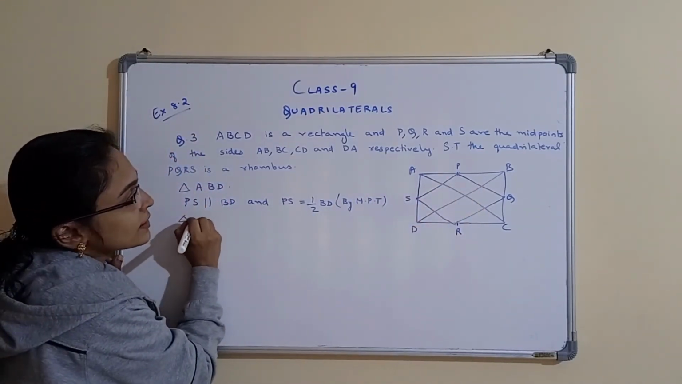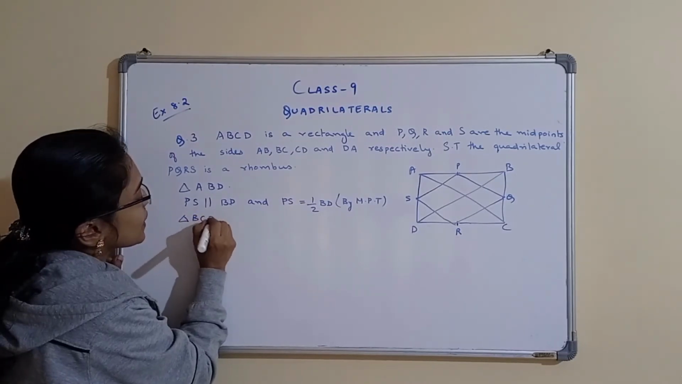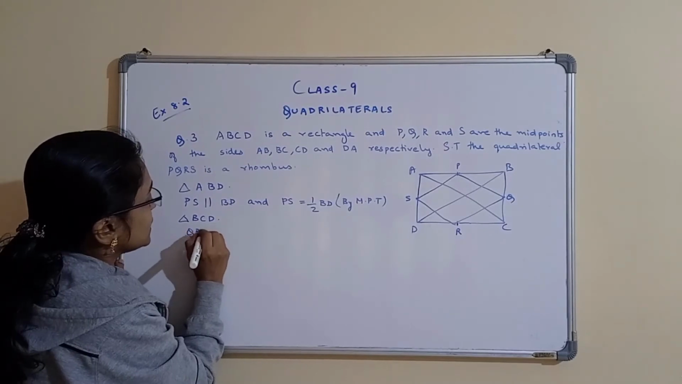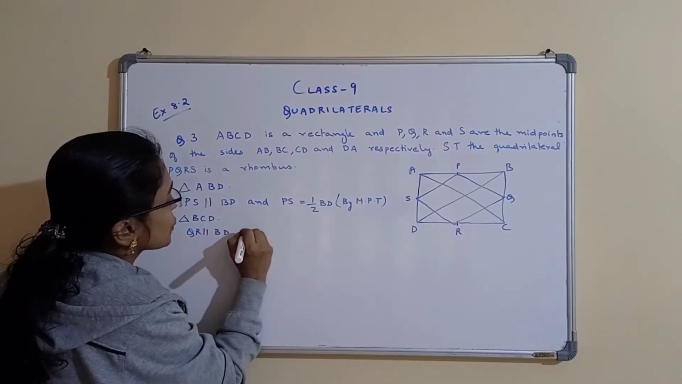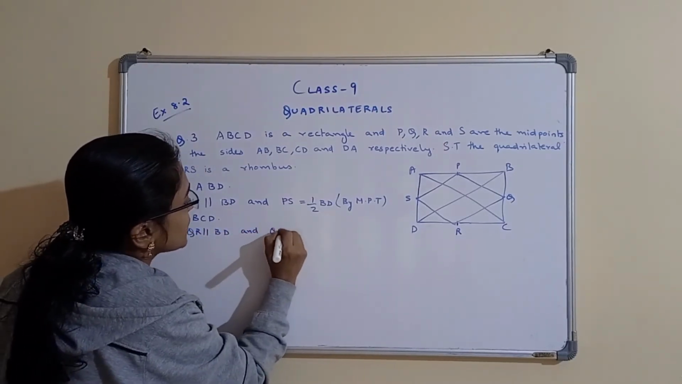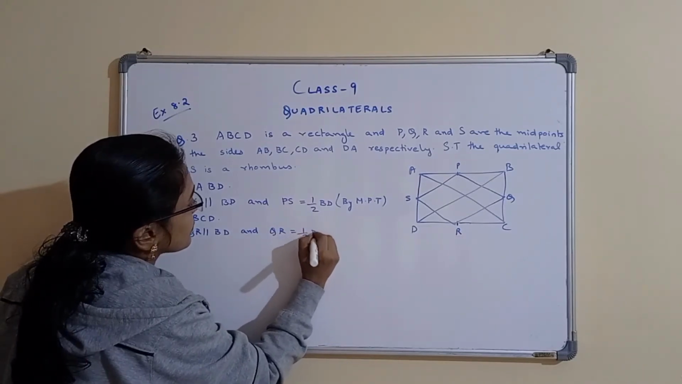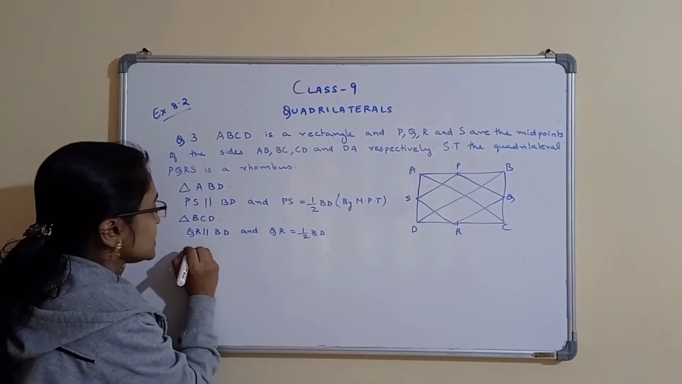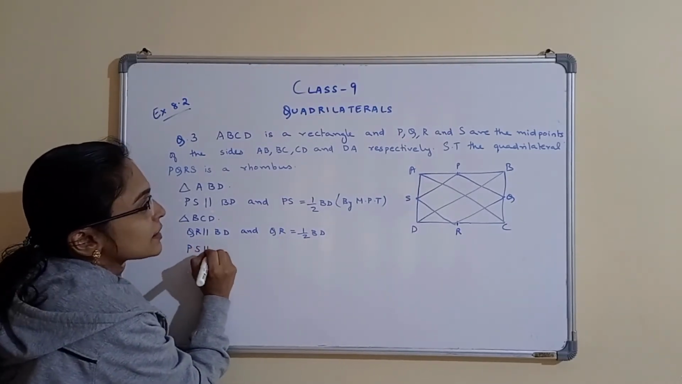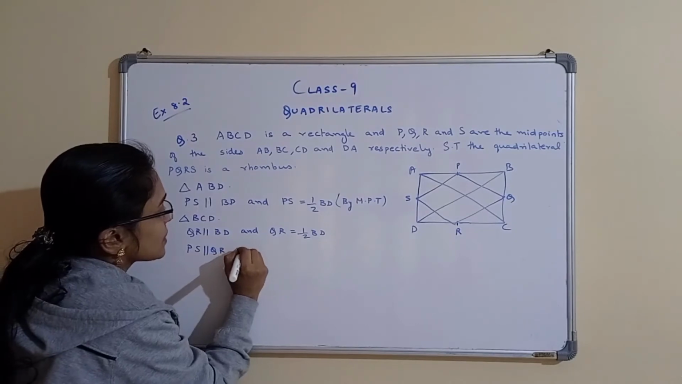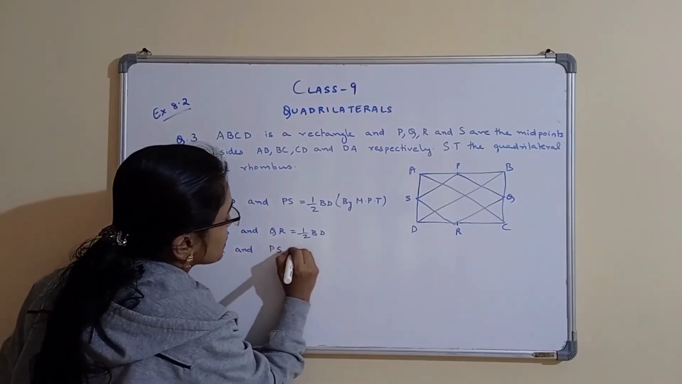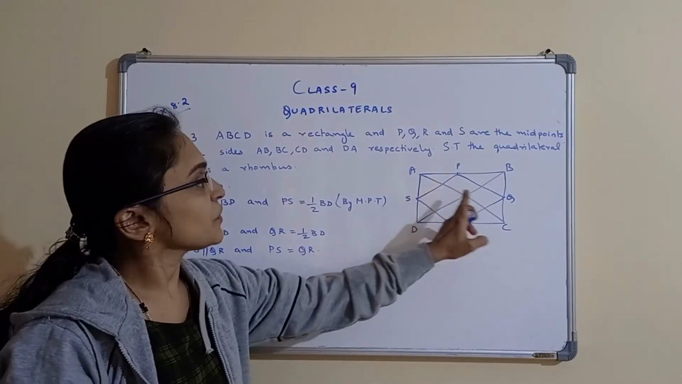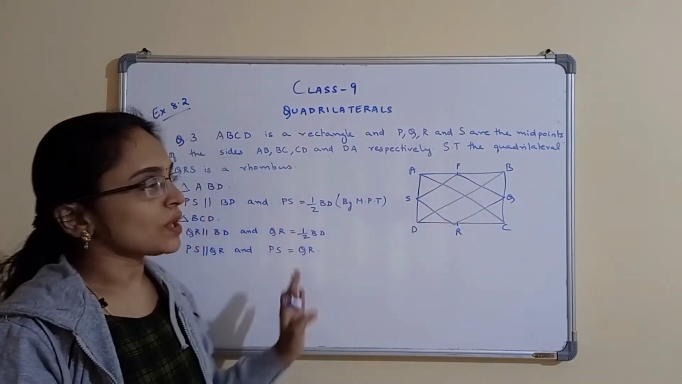Now take triangle BCD. Here QR is parallel to BD and QR is equal to half of BD. Same, that is by midpoint theorem. So we can say that PS is parallel to QR and PS is equal to QR. Okay, so we got these two opposite sides as equal.